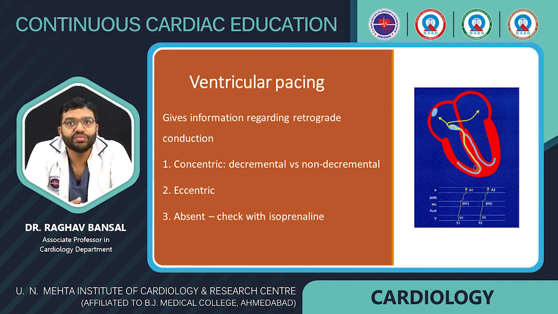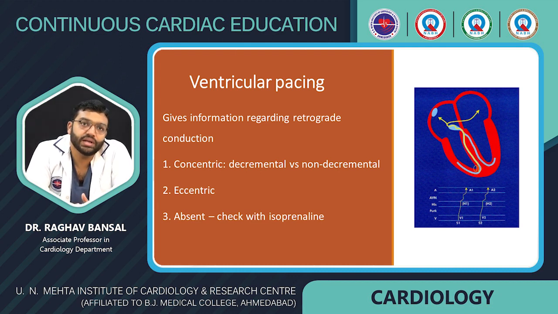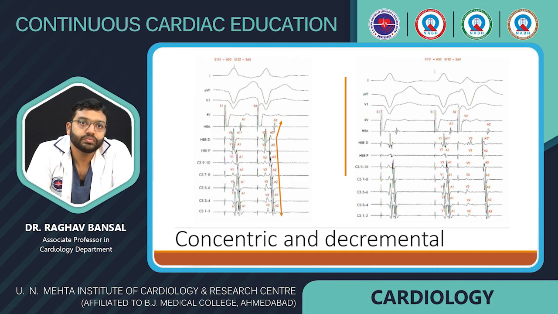So absent VA conduction on V pacing means that the tachycardia is more likely to be an atrial tachycardia. But sometimes the patient may have a high vagal tone, thus VA conduction may be absent at baseline. So we have to always check with isoprenaline, and if it comes back with isoprenaline, the possibility of AVNRT is still there. So this is again the same concept which we have discussed.